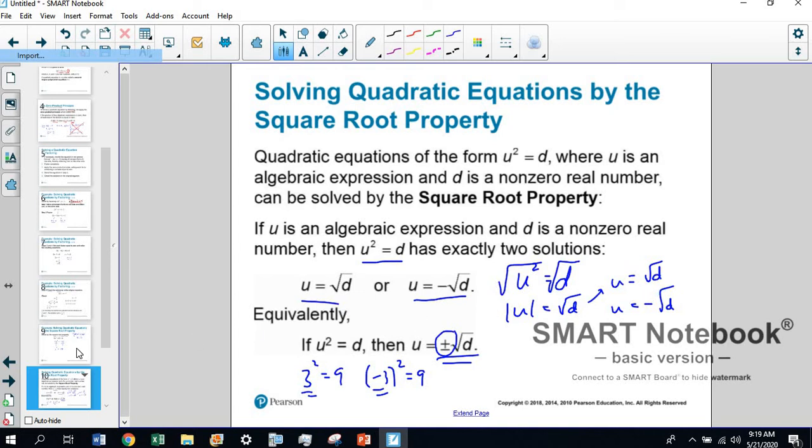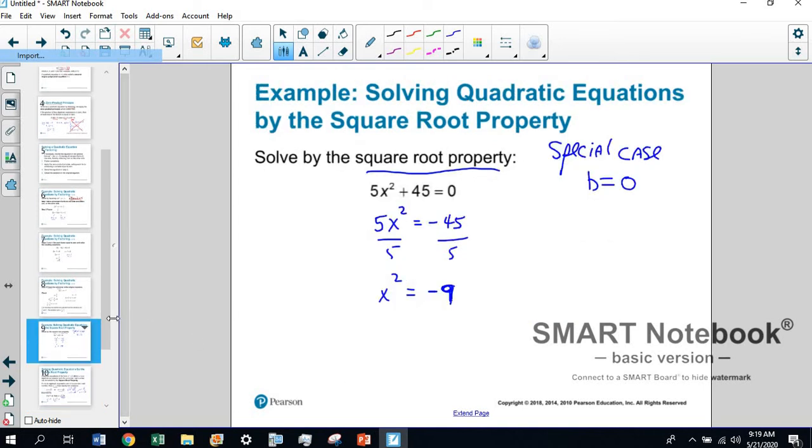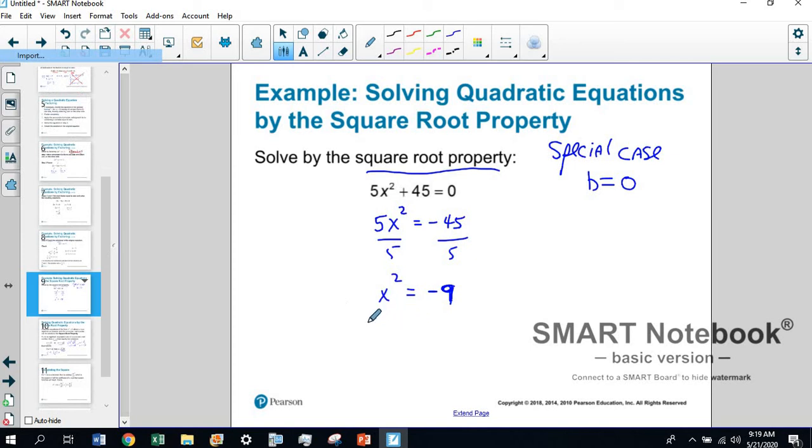Okay, so if we go back to our problem here, then we say we're going to take the square root of both sides right now, and when we do that, we get a plus or minus square root. I'm going to skip the absolute value step, and so I get x equals plus or minus. Remember, pull out the i first, and then the square root of 9 is equal to 3, and so we get plus or minus 3i as our solution set. Okay, two answers again, plus 3i and minus 3i. And that's how you solve using the square root property.